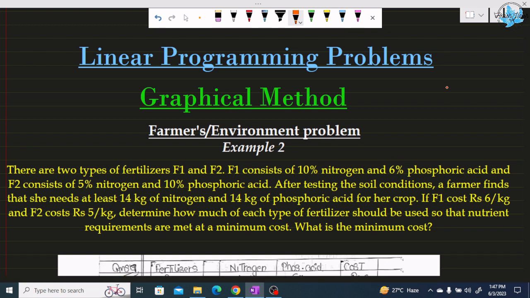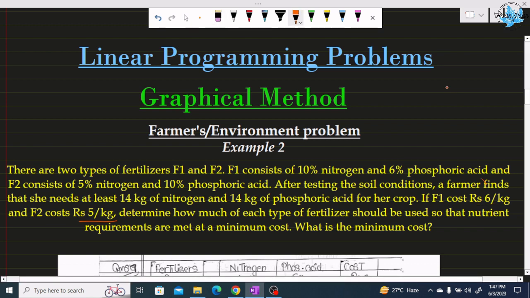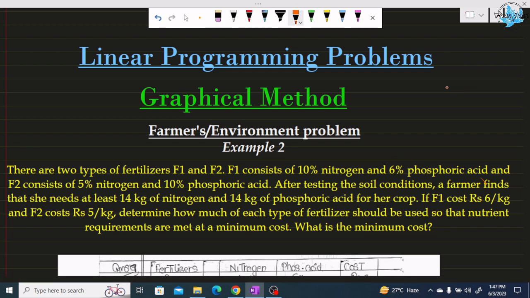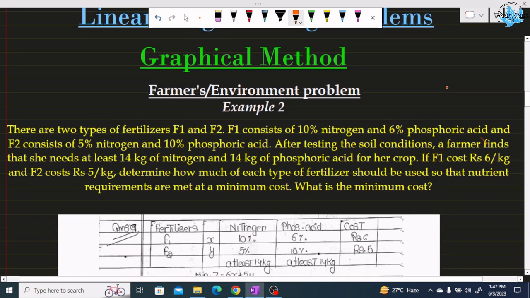If the cost of F1 is 6 rupees per kg and the cost of F2 is 5 rupees per kg, we have to find the minimum cost. So the question is very easy. You just have to start by making the table.